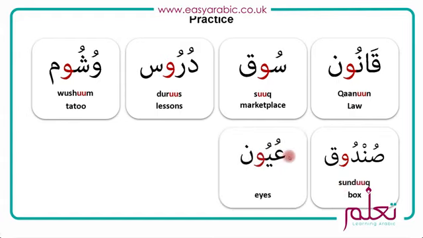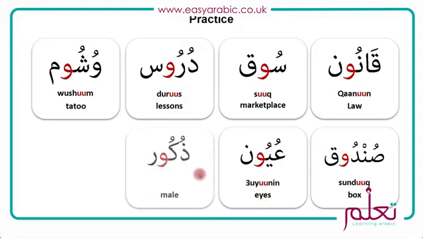Then we have the ain with the dhamma, which is o, the ya with the dhamma with oyu, and then the waw, oyun, which is eyes. Next one is dal with the dhamma is dhu, kaf with the dhamma is dhuku, and then the waw is dhukur, which is male.